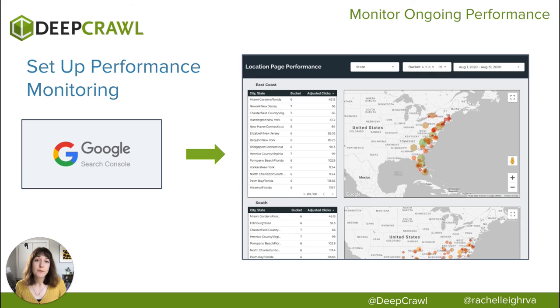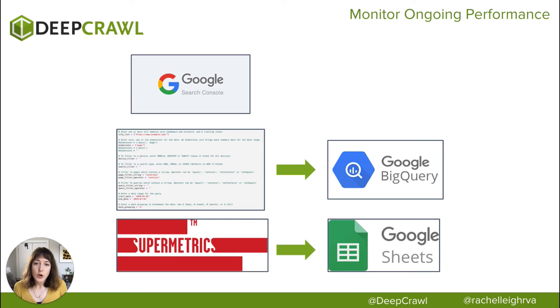You can also set up performance monitoring on those adjusted clicks and impressions in Google Data Studio. So what I do is actually use the Google Search Console API to pull data into BigQuery and then use the BigQuery connector for Google Data Studio. I do that because I'm working with more than 10,000 locations at a time, so I'd fill up a Google Sheet in about 2 months. But if you have fewer locations, you can use the Supermetrics connector or manual exports from Google Search Console and put them in Google Sheets.